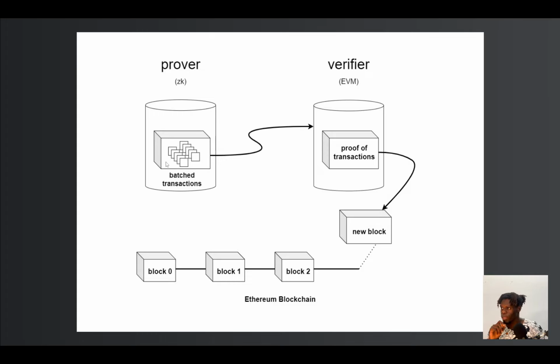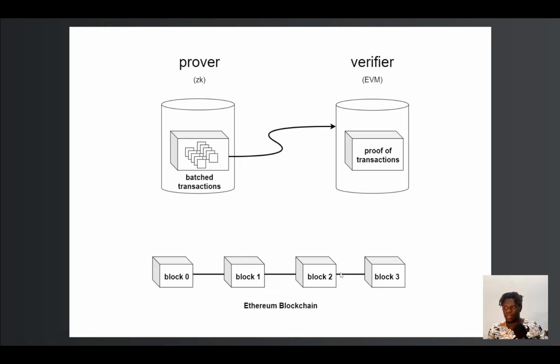So the prover here has a batch of transactions, and it sends it to the EVM, the verifier. So the verifier verifies the transaction, right? And then it creates a new block, and then it sends that into the Ethereum blockchain, which has been verified, and that gets added into the blockchain and repeats itself.